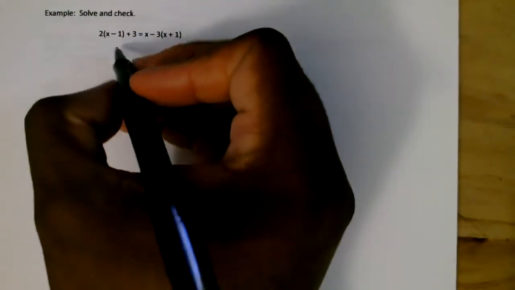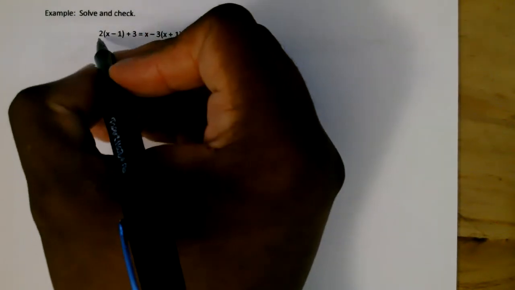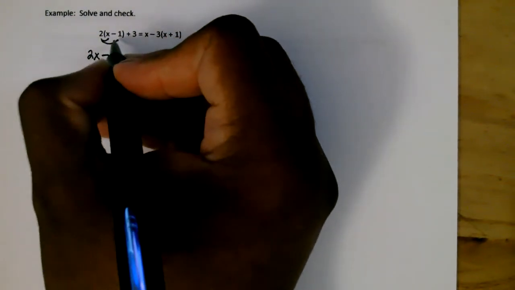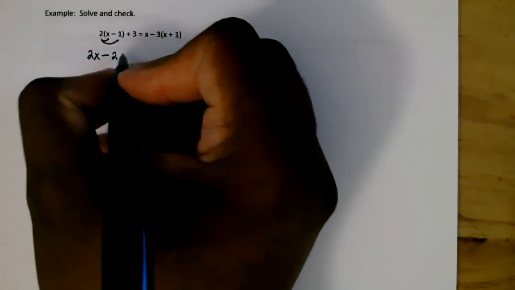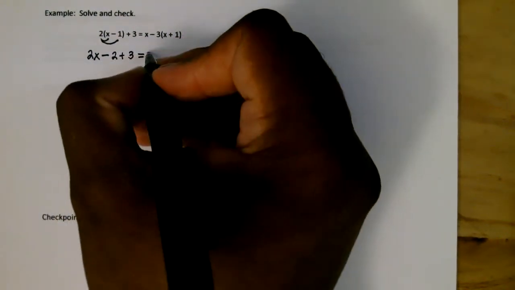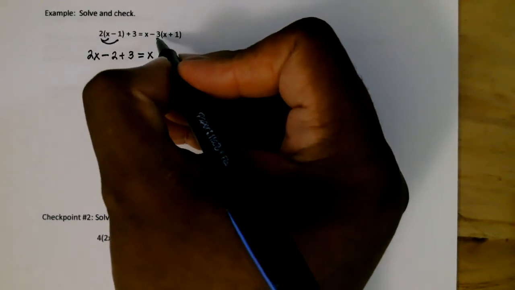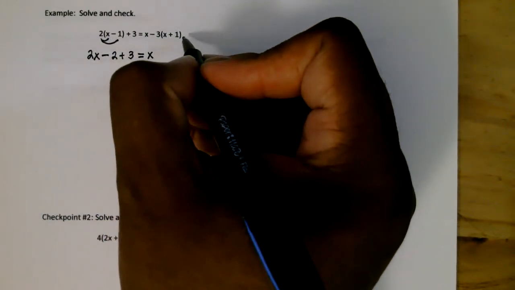terms. So in this case, on the left side, I need to remove the parentheses by using what they call the distributive property. So I got to do 2 times x and then 2 times minus 1. Well, 2 times x, that's 2x, minus 2 times 1, which is 2. Bring down the plus 3, then that's equal to x. Now I got a minus 3 in front. That needs to be distributed over the x plus 1.